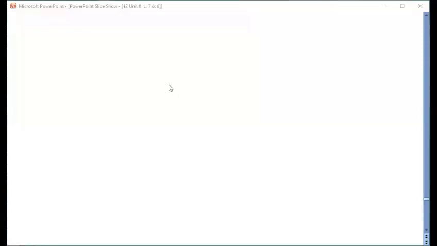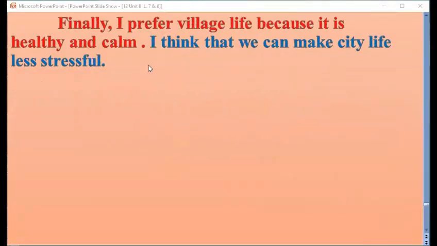Take care, dear students. And here we can write a final paragraph like this. Finally, I prefer village life because it is healthy and calm. I think that we can make city life less stressful. This is just a model. You can add so much information and so many ideas. You can use your own ideas and express your own opinions about the advantages and disadvantages of living in the city. The most important thing is to deal with the outline in a very good way. This will help you a lot to write your essay in a good way.